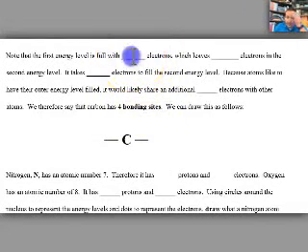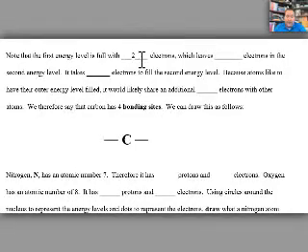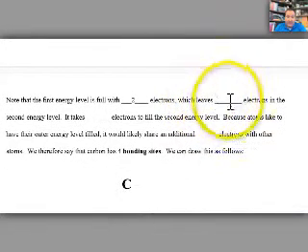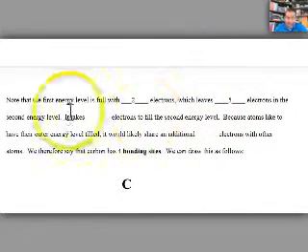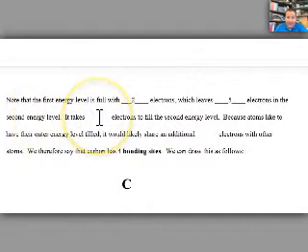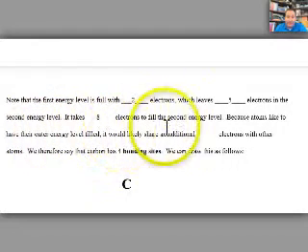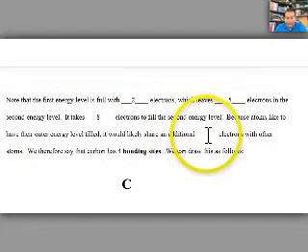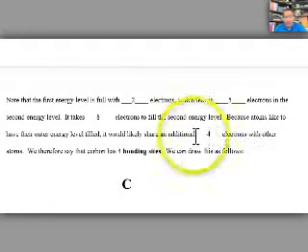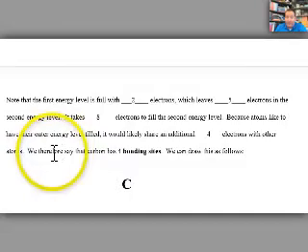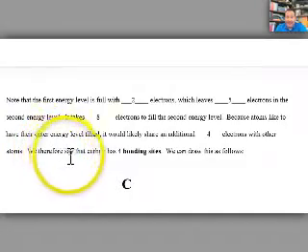So we note when we take a look at carbon, the first energy level fills with 2 electrons, which leaves a total of 4. So there are going to be 4 more electrons left when we look at carbon. And it takes 8 electrons to fill the second energy level. Because atoms like to have their outer energy level filled, it would take an additional 4 electrons. It would share an additional 4 electrons with other atoms. Therefore, we say carbon has 4 bonding sites.